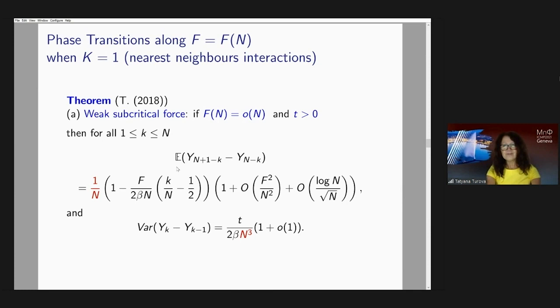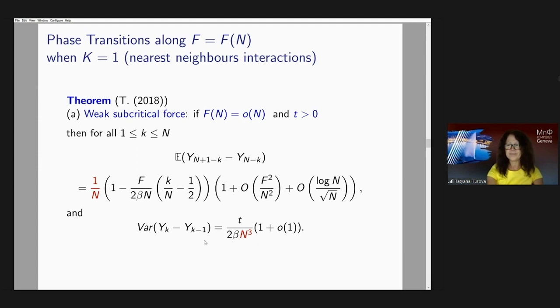Firstly, we call it weak subcritical force if f of n is o small of n. In this case, the expectation of spacing between particles is still like 1 over n, as it would be predicted for f equals 0. Observe that here I start with the case when we consider only nearest neighbors interaction, k equals 1. Then observe also that for the expectation of the spacing, we do not have T, the temperature, doesn't enter there, but expectedly temperature enters the variance. At high temperature, the variance is higher.